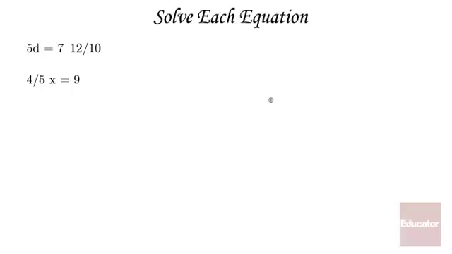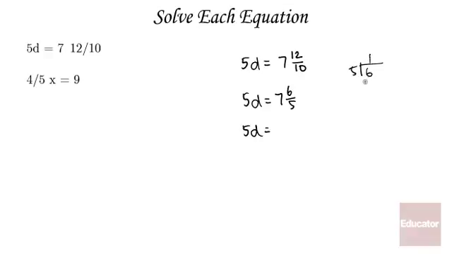Let's try solving an equation and we'll use the multiplicative inverse. 5d equals 7 12 over 10. First off, I would simplify the 12 over 10. 5d equals 7 and 6 over 5. And the 6 over 5 can be simplified to give us a new 1 whole with the remainder. So this 1, with the 7, will be 8 and 1/5.